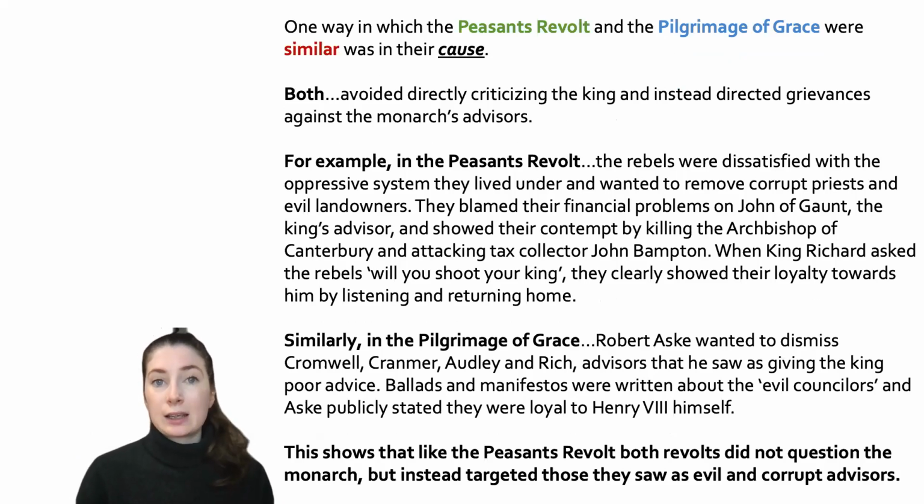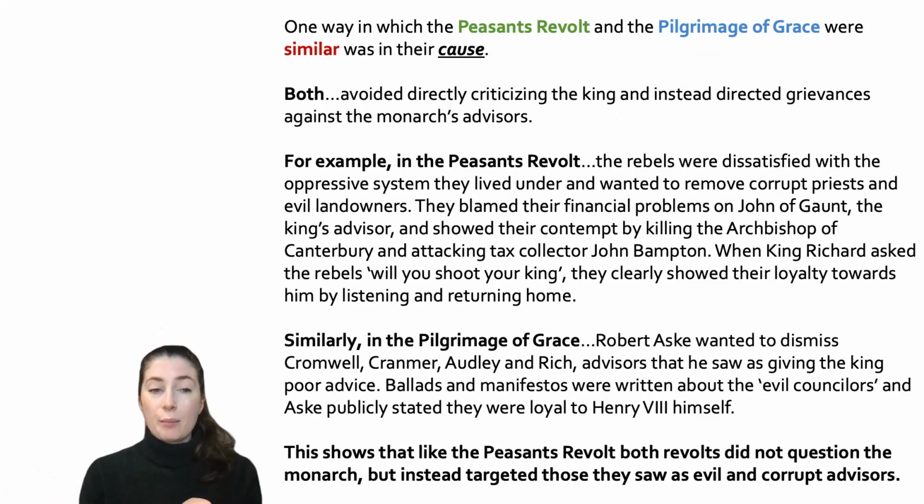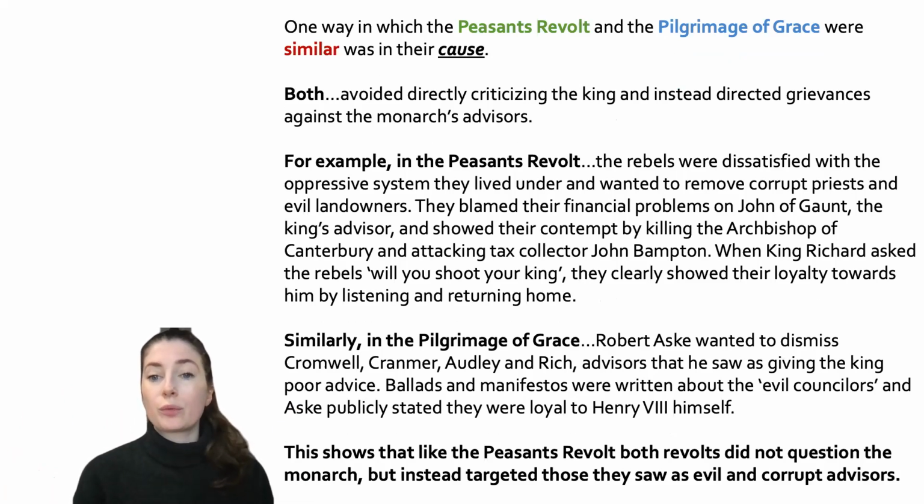Finally, I'm going to write a linking sentence at the end, which takes the summary back to the question. This shows that, like the Peasants' Revolt, both revolts did not question the monarch, but instead targeted those they saw as evil and corrupt advisors.